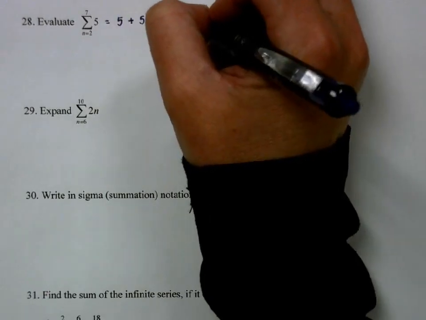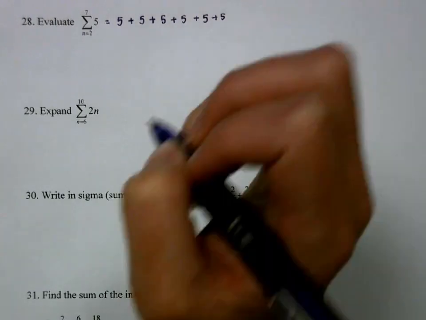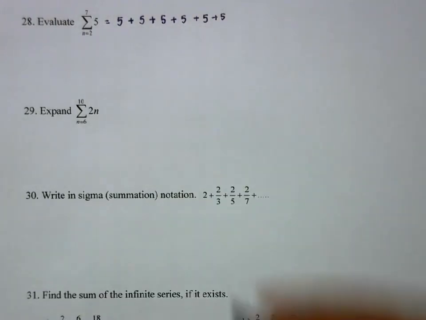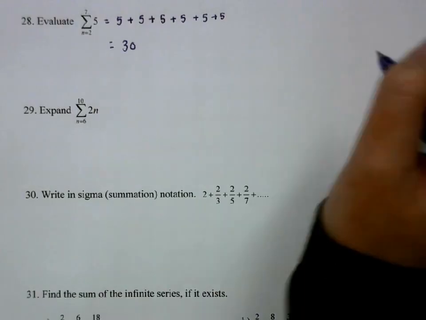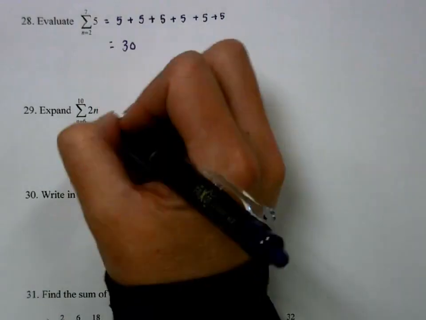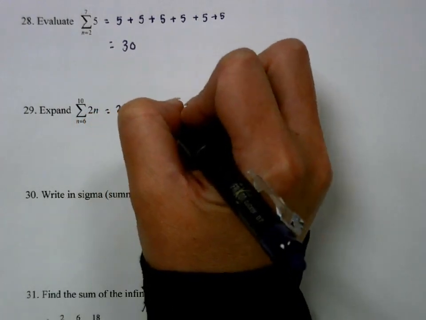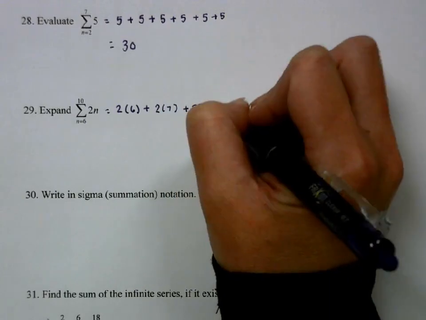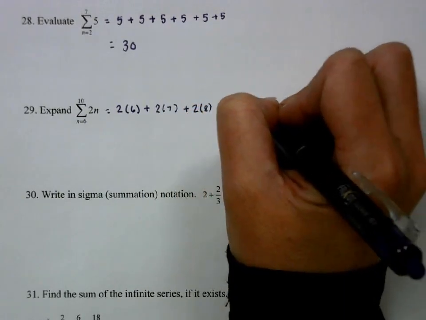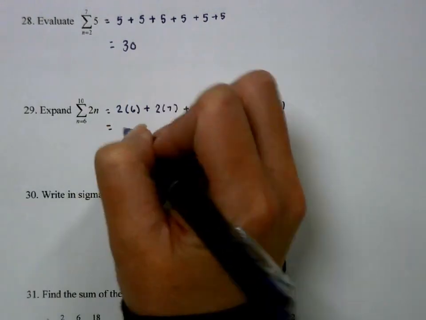Expand this one. So this is 2 times 6 plus 2 times 7 plus 2 times 8 plus 2 times 9 plus 2 times 10. It could be written like this, or 12 plus 14 plus 16 plus 18 plus 20. Notice it doesn't say to find the sum, it just says to expand. So this would be expanded.